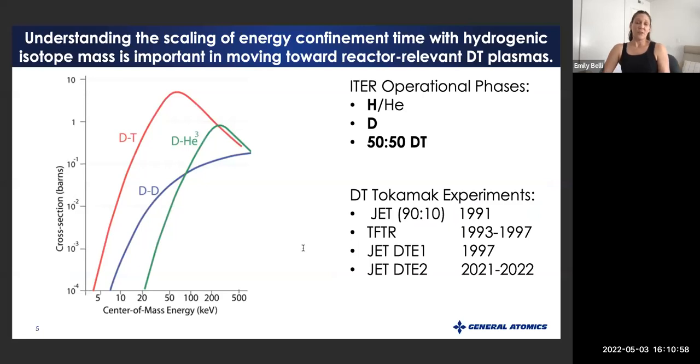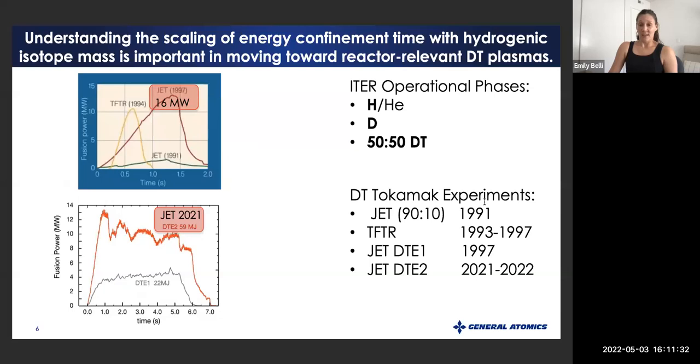So our particular focus here is on the scaling of the gyrokinetic turbulence with different isotopes of hydrogen. And understanding the scaling of plasma turbulence and energy confinement time with hydrogenic isotope mass is an important theoretical challenge for fusion, since most tokamak experiments operate with deuterium as the main ion species, while fusion reactors like ITER will use a 50-50 deuterium-tritium fuel composition to increase the thermonuclear reaction cross-section. In fact, DT tokamak experiments have been done only a few times over the past few decades.